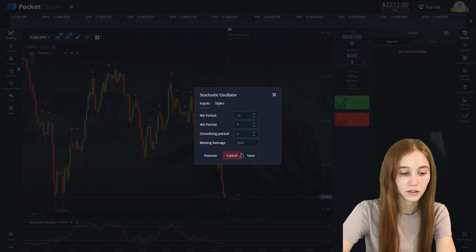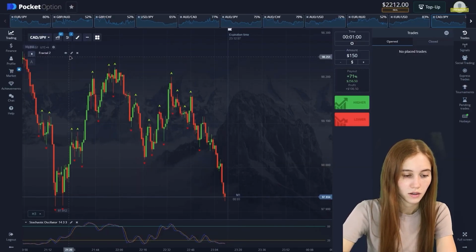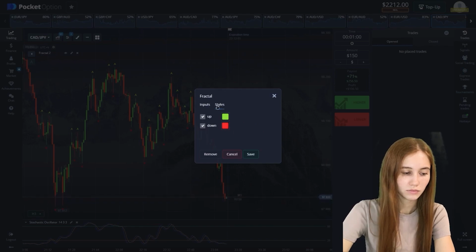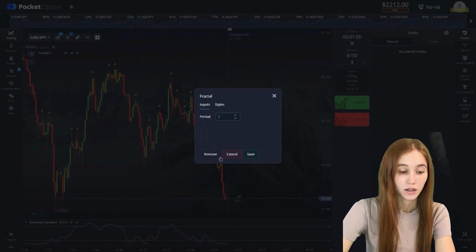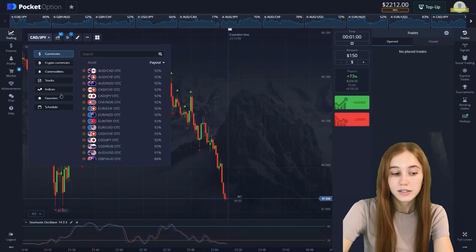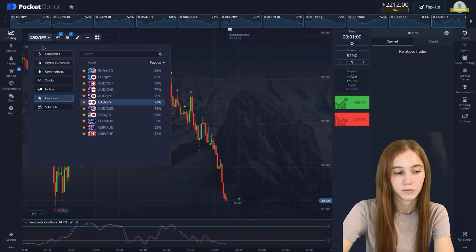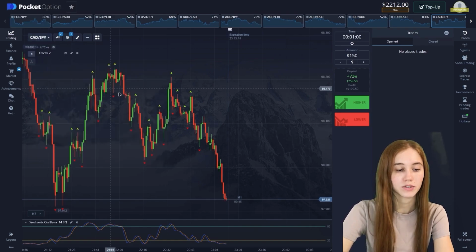Here are the fractal settings you see. We also traded on currency pairs, and I recommend also trading on currency pairs with payouts more than 70%.